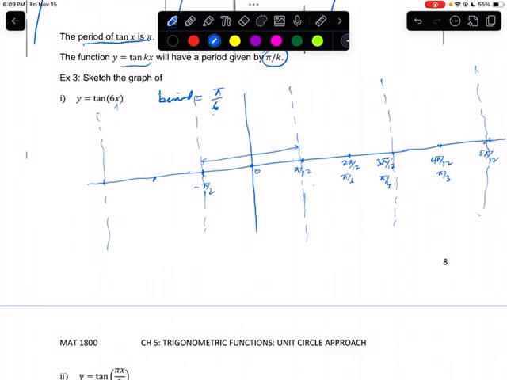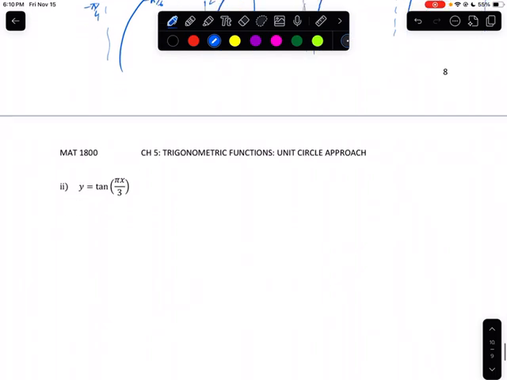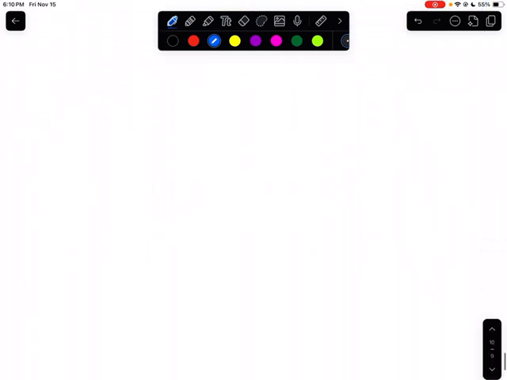So now you can just repeat the values we got there. This is how you draw the tangent function. I'll let you guys try this one on your own.